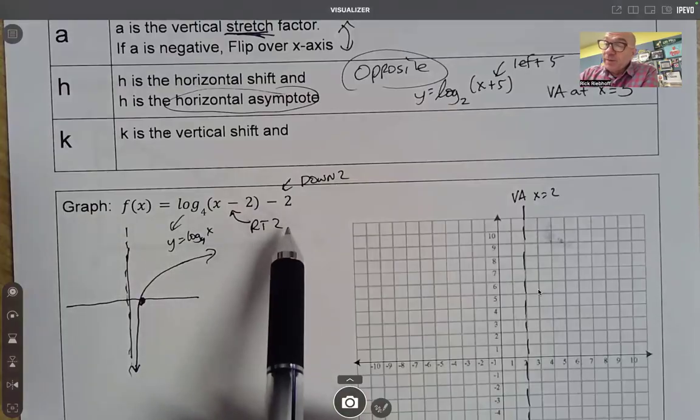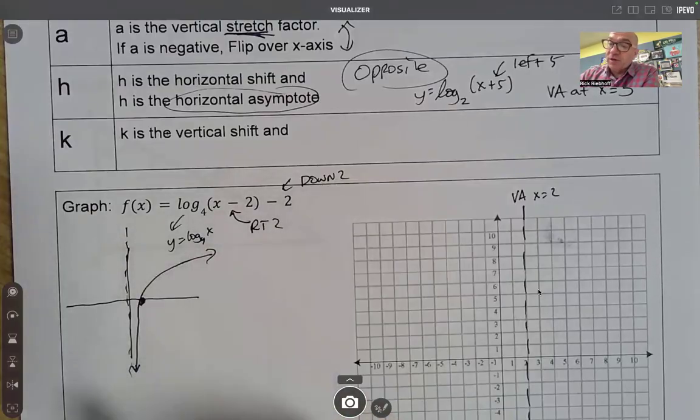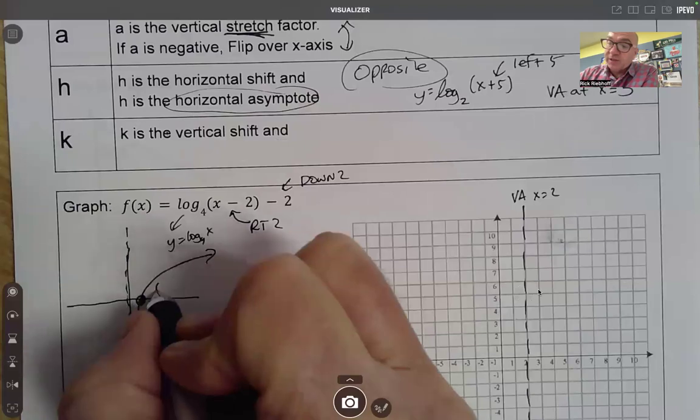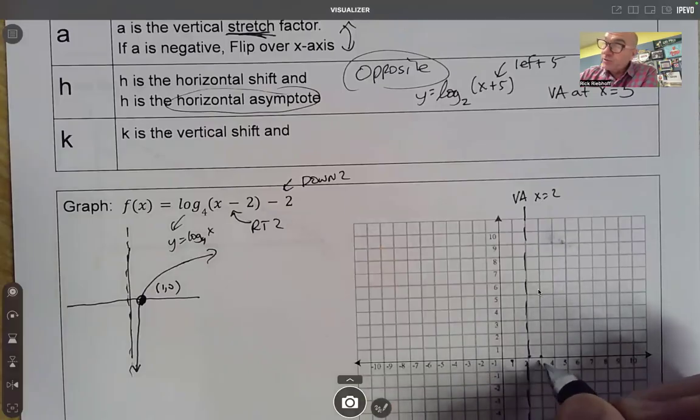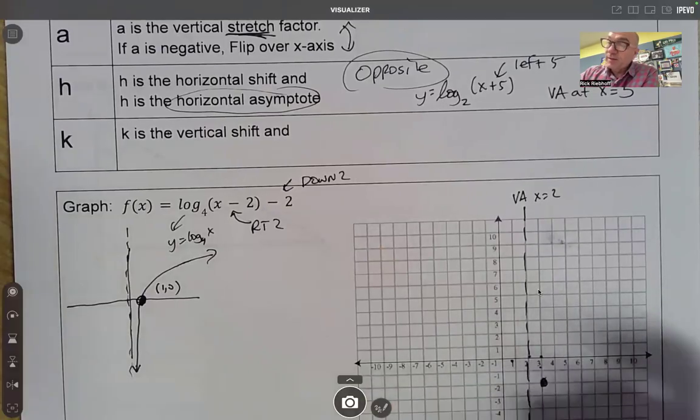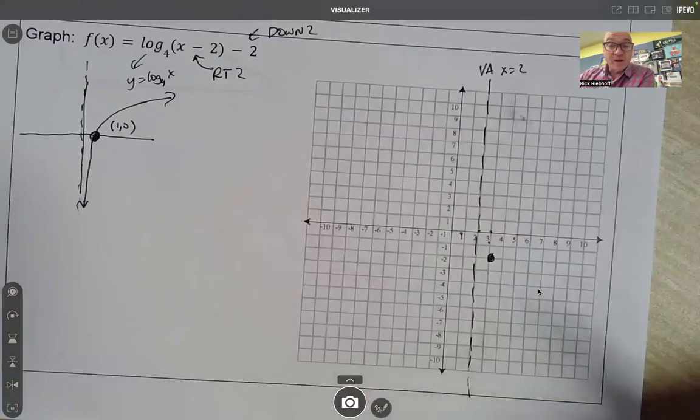Okay, then we're going to move everything to the right 2 and down 2. So I'm going to start with this point right here, which is 1, comma 0. I'm going to go to 1, comma 0, and I'm going to move to the right 2, and move down 2, and I'm going to put a point. There we go. I know I have to go through that point.